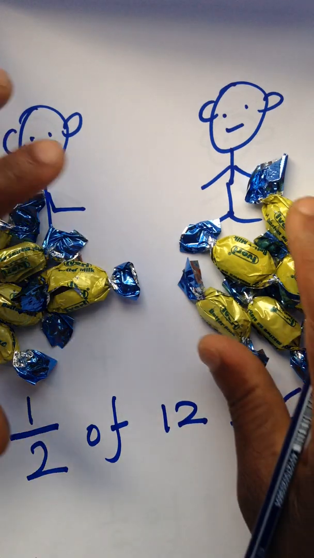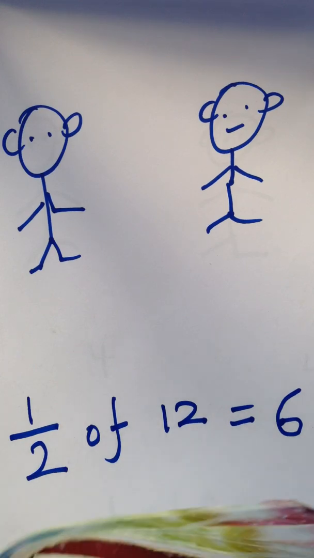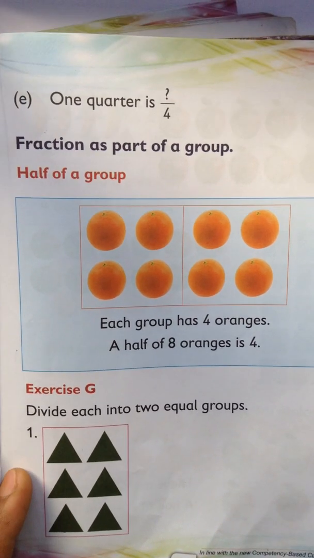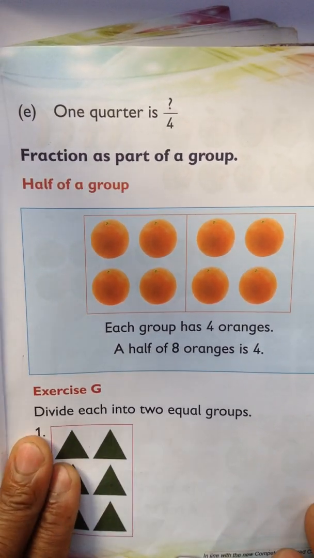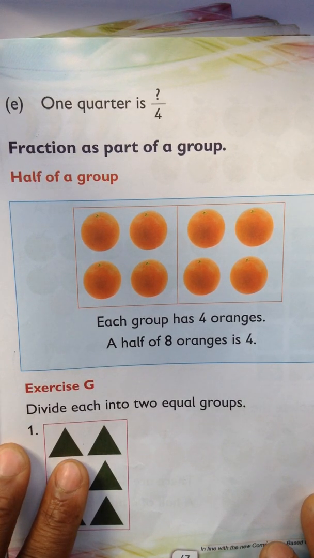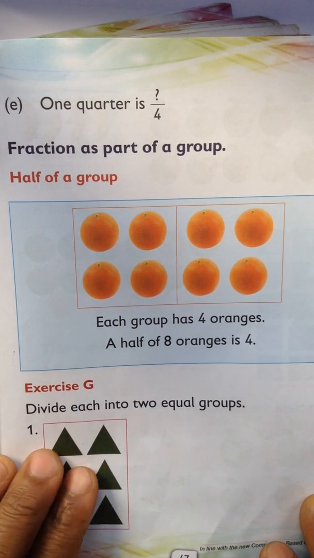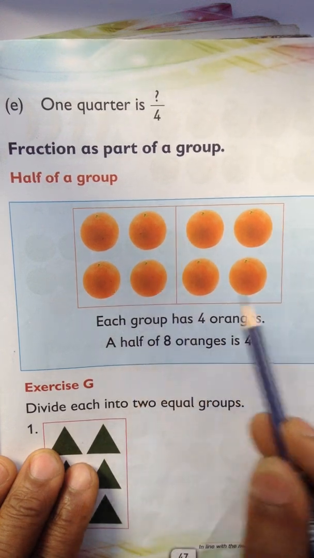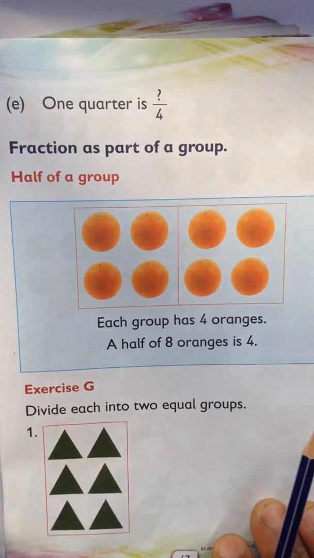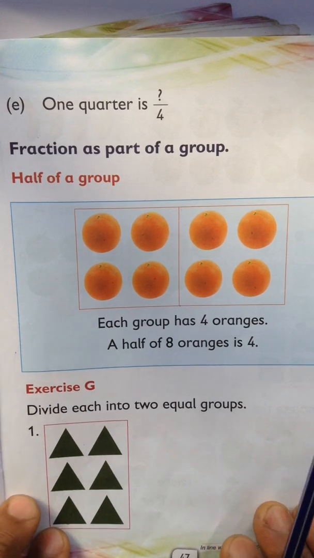Now let's turn to our textbook. That's page number 47, the learner's workbook. It shows a group of oranges and we are dividing them into 2 groups. Probably you are sharing it to 2 pupils. So each is going to get 1, 2, 3, 4, 1, 2, 3, 4. Each gets 4. You can see a line has been drawn in the middle to show that's where you divide the fruits into 2 equal parts.